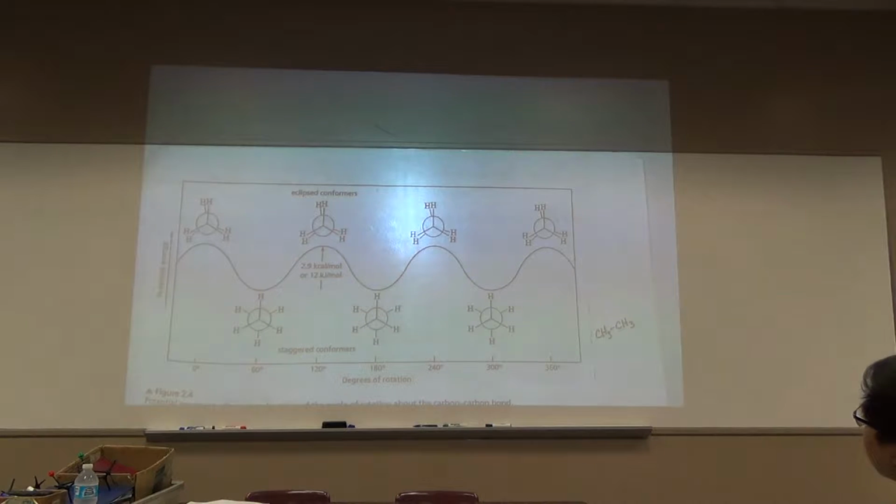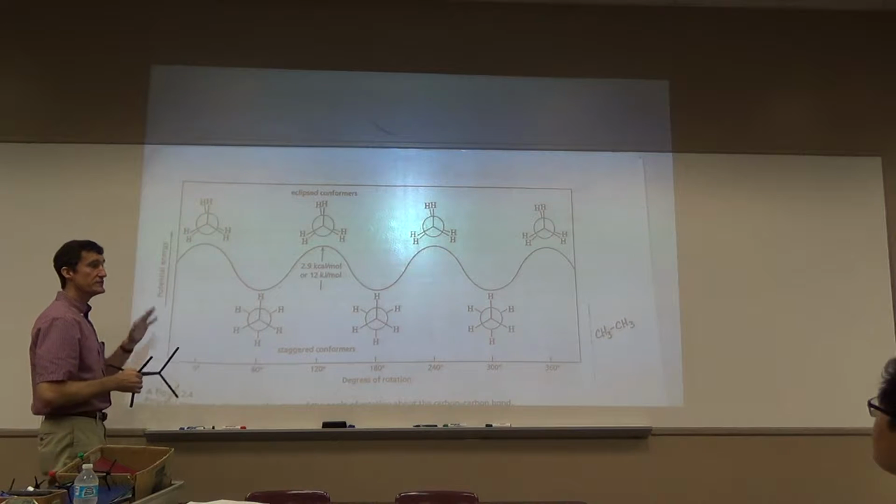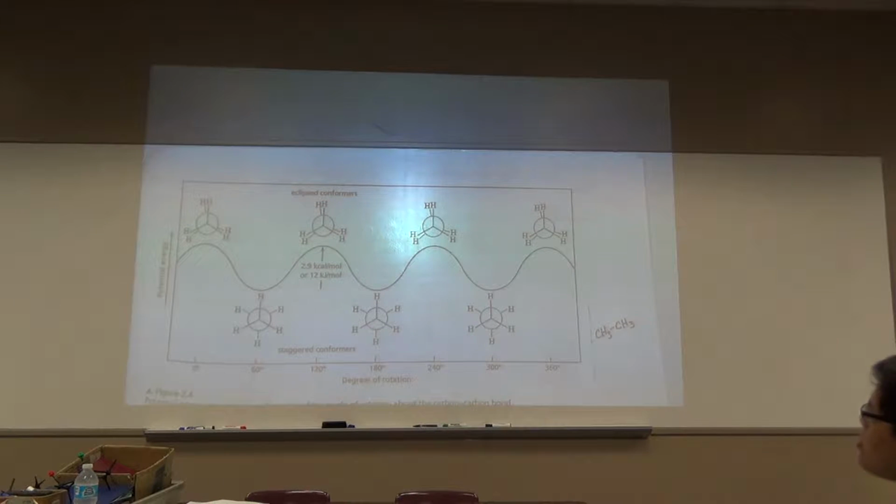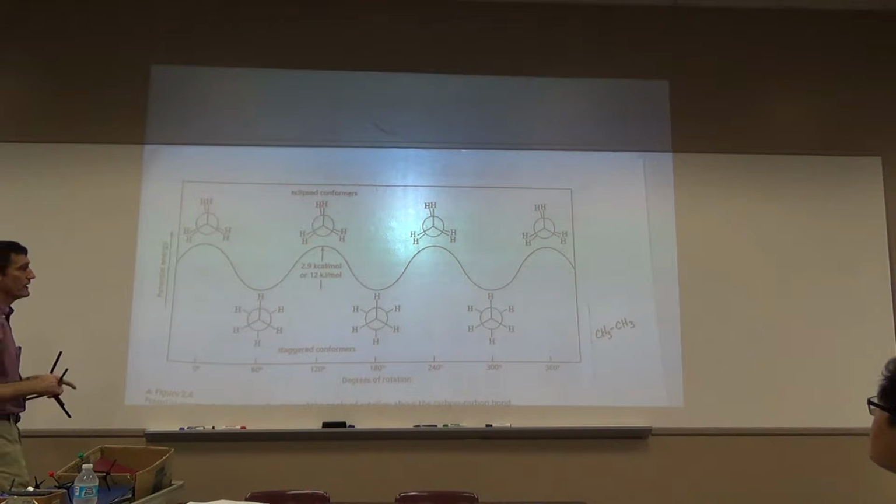Okay, here's a question that could be asked of you: how many different energy levels are there for rotation around the carbon-carbon bond in ethane? How many different energy levels? 360? Well, forget about it, we're doing 60 degrees. How many are shown here? 2. The answer is 2.